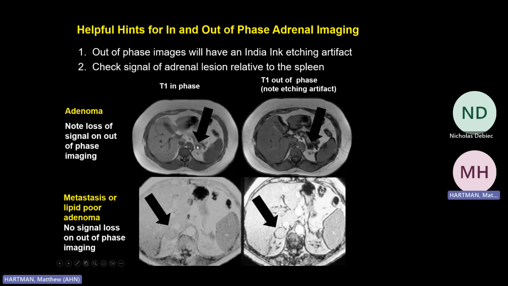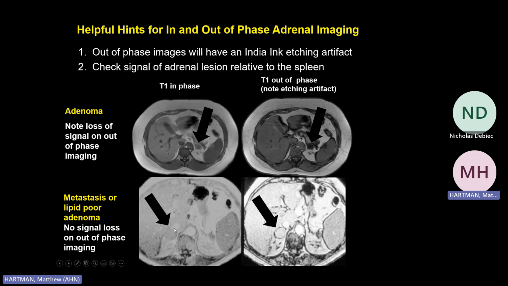And we have an adrenal lesion here, which is gray. We do the out of phase imaging and it becomes dark. So this patient has intracellular lipid. This is a lipid-rich adenoma. Note the liver also becomes hypointense on out of phase imaging. We also diagnose a fatty liver, or hepatic steatosis.